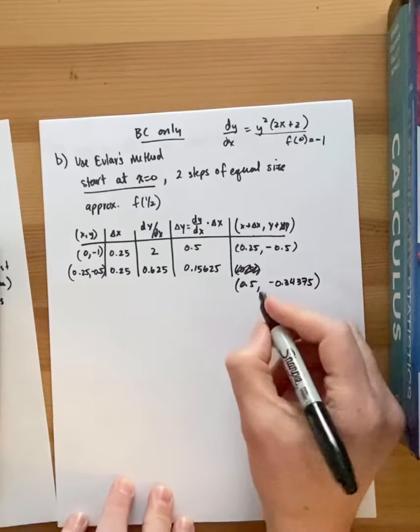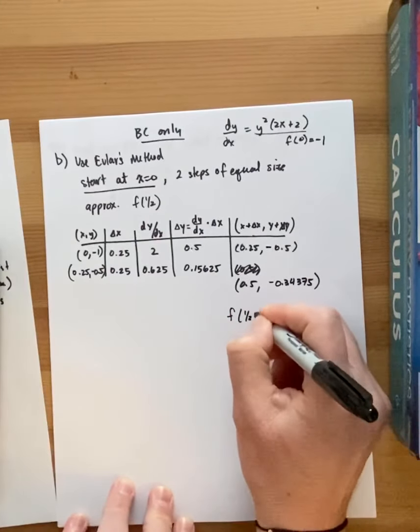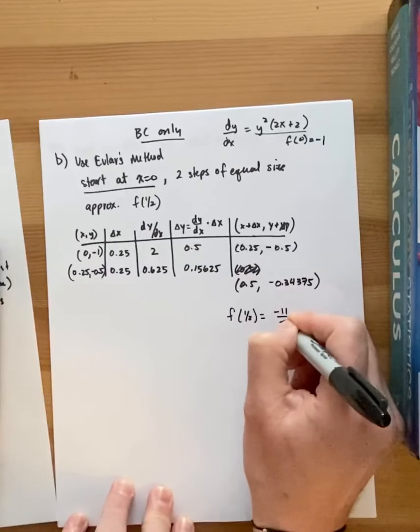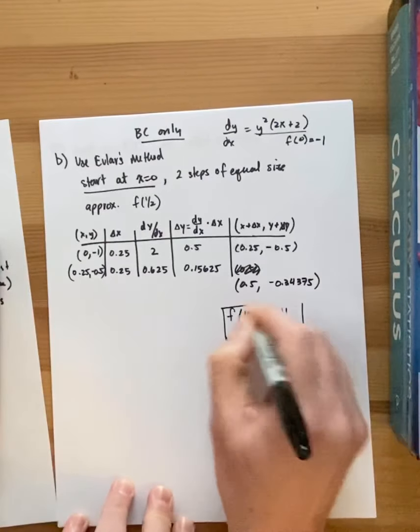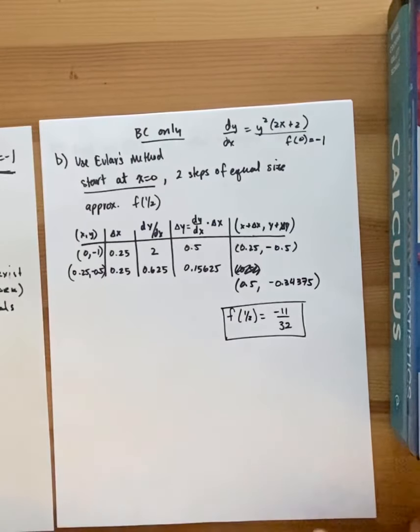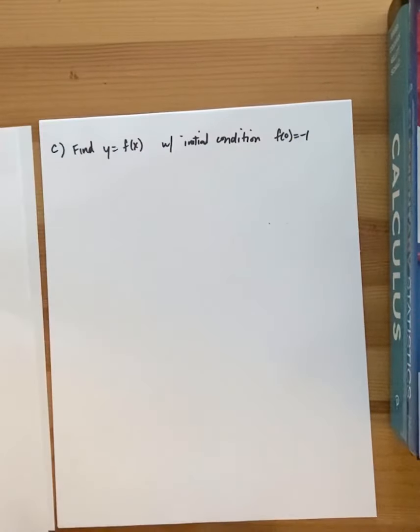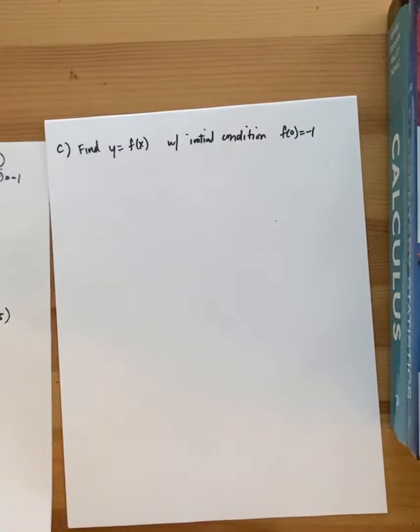Okay, if you write it as a fraction, you can say f of 1/2 equals -11/32. And again, remember, this is only a BC question, okay? All right, and the last part of this is now we have to get the particular equation.